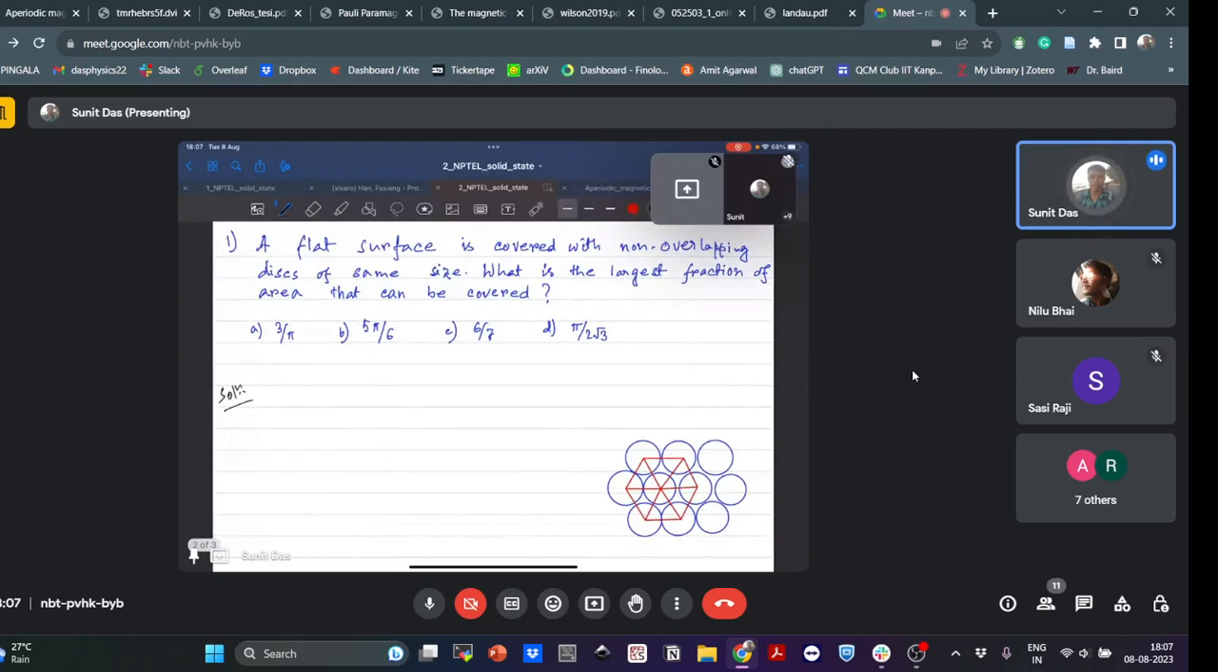So a flat surface is covered with non-overlapping discs. These are the discs of the same size. And the question is, what is the largest fraction of area that can be covered with discs like this? Options are given. Please try to solve it, and after a few minutes, I'll solve it.